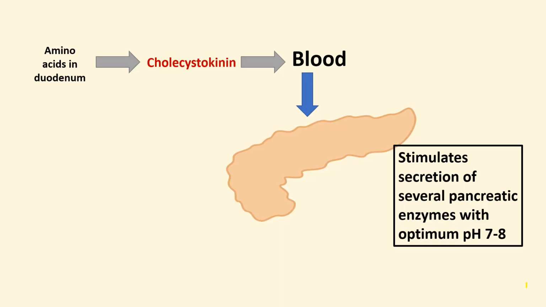Once the amino acids reach the small intestine, these stimulate the release of the hormone cholecystokinin in the blood. Cholecystokinin, in turn, stimulates the pancreas to release several enzymes in their zymogenic form. By zymogenic form of enzymes, here I mean that they are inactivated forms of enzymes. All the enzymes which are released by the pancreas have an optimum pH in the range of 7 to 8.